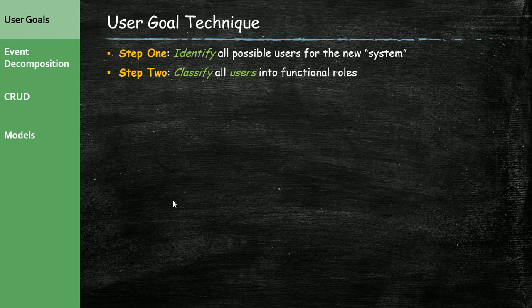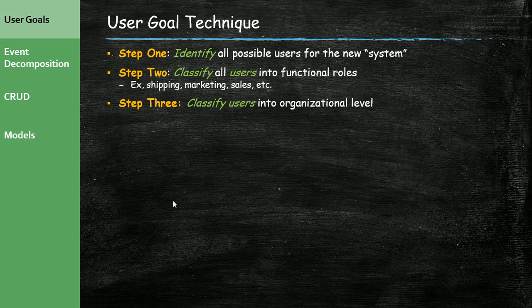And there's a couple different ways that we can do that. So for example, you can have shipping, marketing, sales, so basically classifying by what they do. So functional roles is what those users actually do. The other way to classify users is into their organizational level, so where they are in the organization. So for example, operations, executive, professional. So for example, I work in the medical industry, and an example of classifying users by their functional roles would be doctor, nurse, lab tech, things like that.